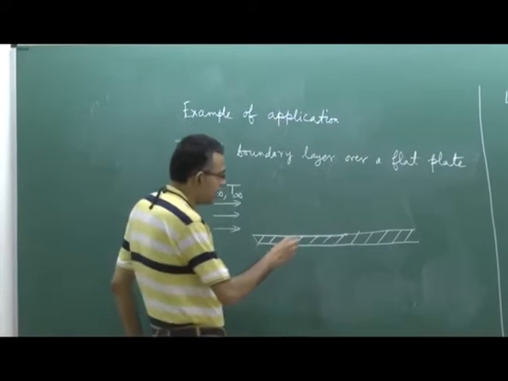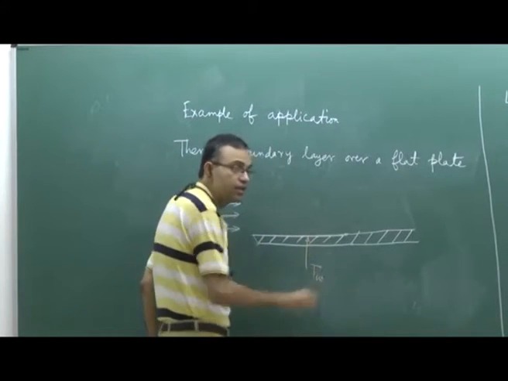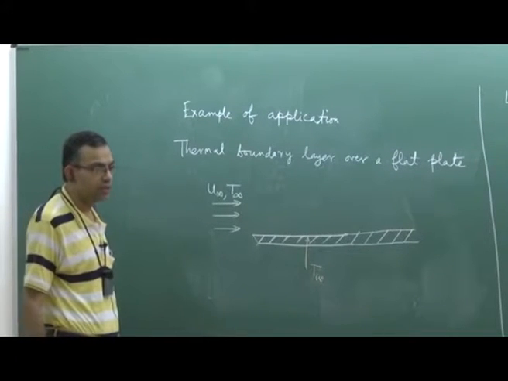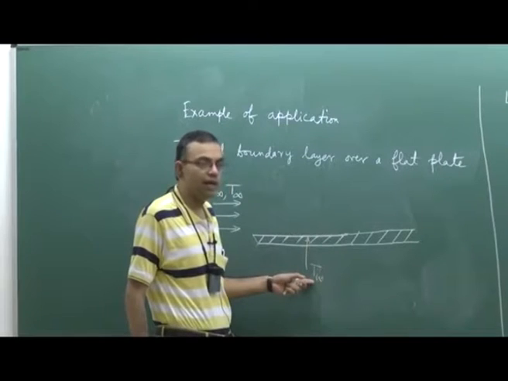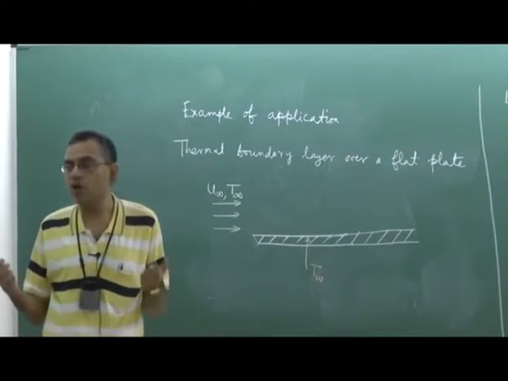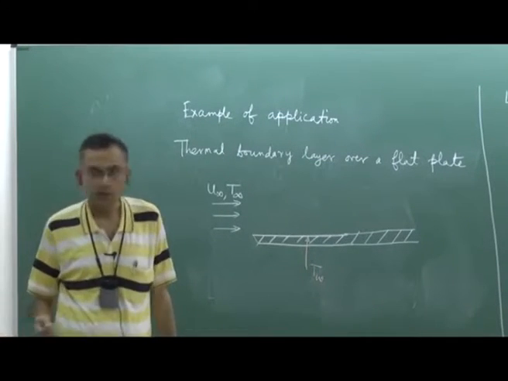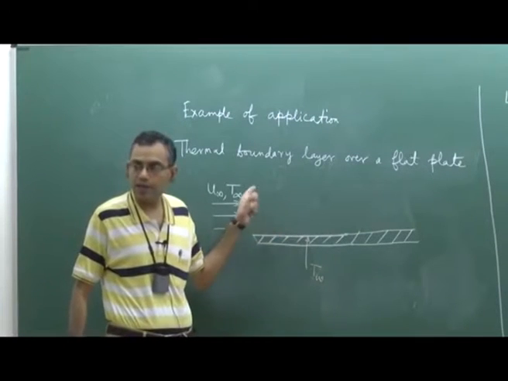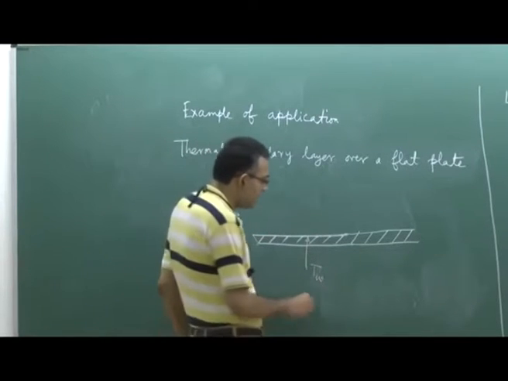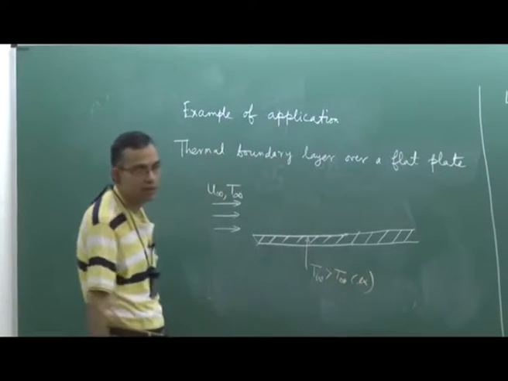And let us say that the temperature of this wall is T wall, which may be greater than T infinity or may be less than T infinity. T wall equal to T infinity is not a case of our interest, because then there will be no heat transfer, because heat transfer is triggered by the temperature difference. So, we assume that T wall is not equal to T infinity. As an example, let us say T wall greater than T infinity. Example, you can consider even the other example.